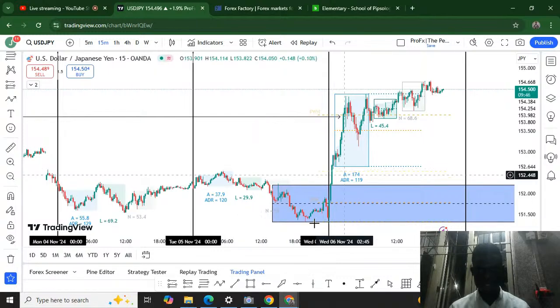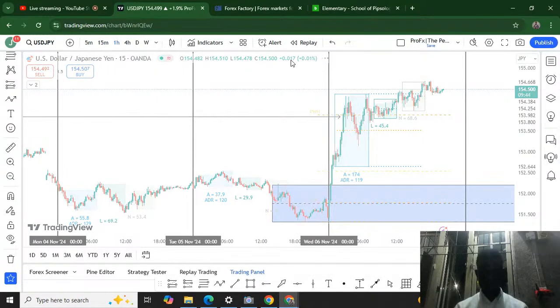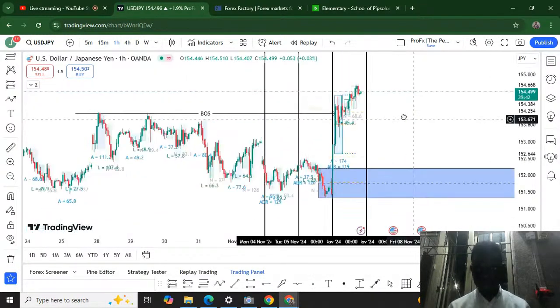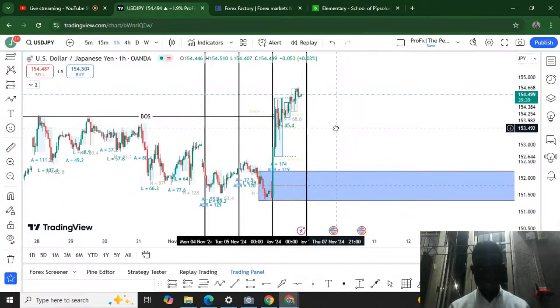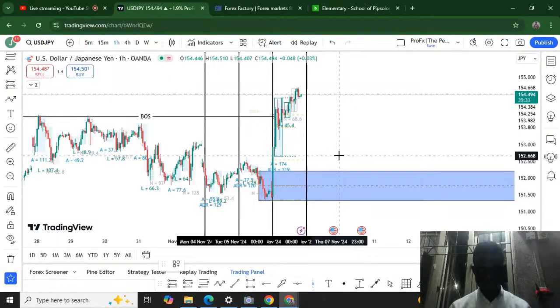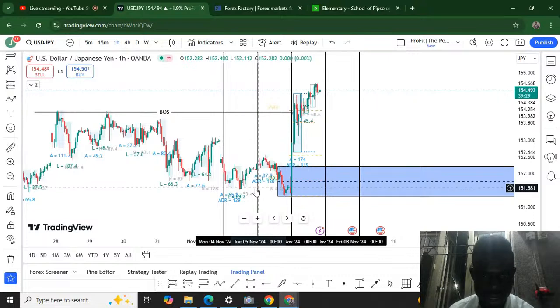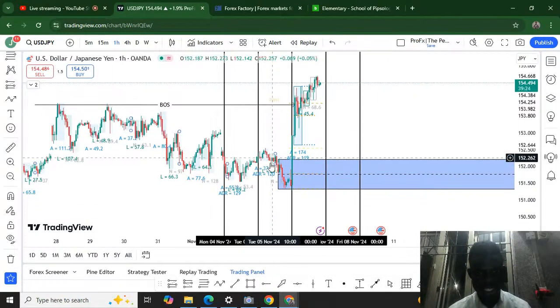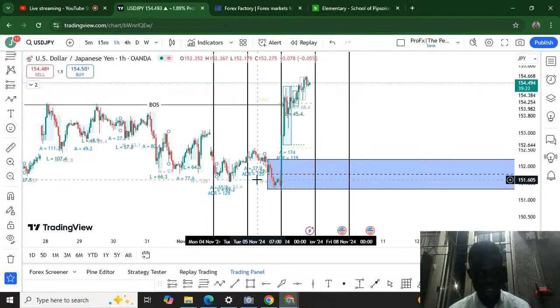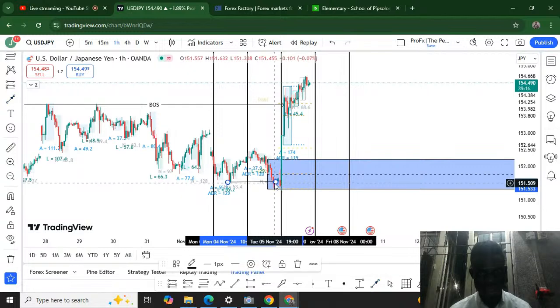Monday, Tuesday, Wednesday. So Thursday and Friday is going to be a sell. This is Monday, this is Tuesday. So we are seeing that Monday accumulated, Tuesday was manipulated. This is the manipulation. It took out Monday's low and then bought.